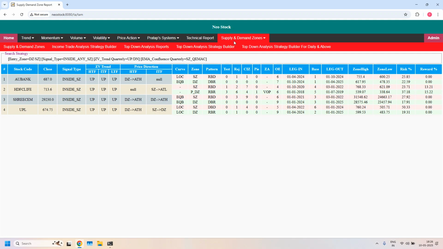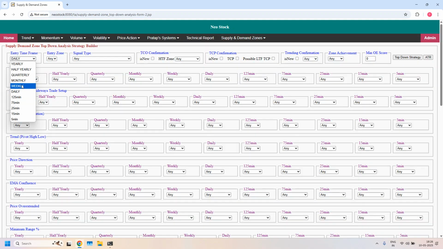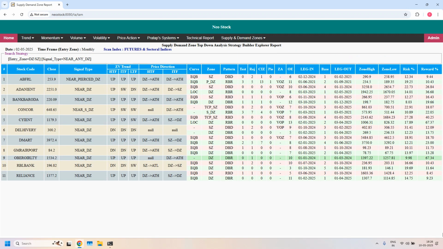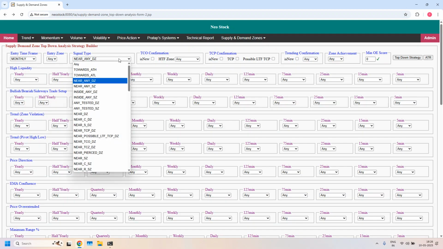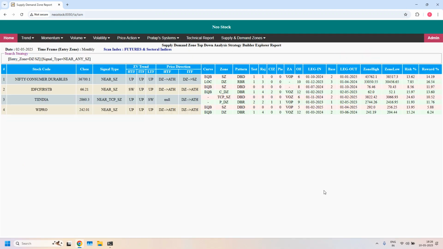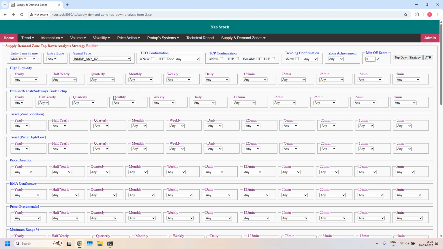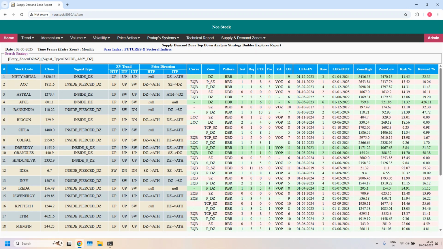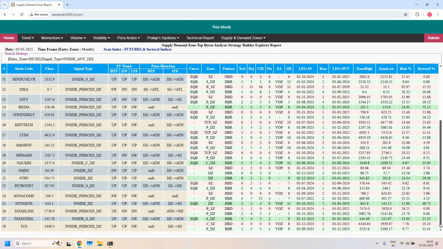Next time frame is monthly. Stocks near to the monthly demand zone, we got 11 stocks. Next, stocks near to the monthly supply zone, we got 4 stocks. Next, price closed inside the monthly demand zone, we got first 18 stocks. Scrolling the list down. So total 28 stocks are filtered.